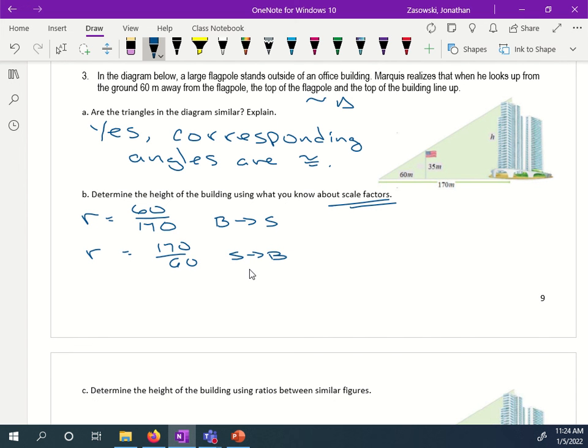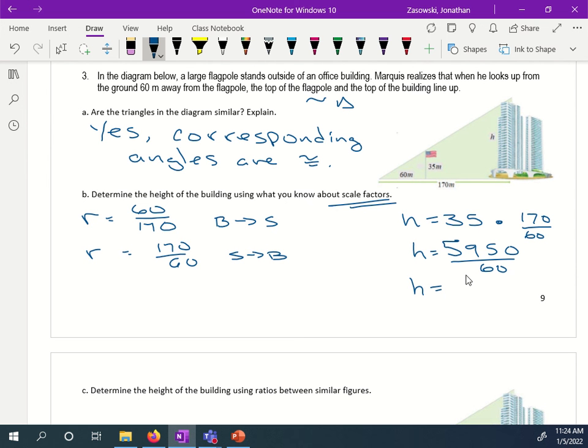What side do I know already that corresponds with h? 35. And I'm going to multiply that times my scale factor, which is 170 over 60. That's it. So 35 times 170 is numbers, math, as we would say, right? 5,950. And then we just divide that by the denominator of 60.